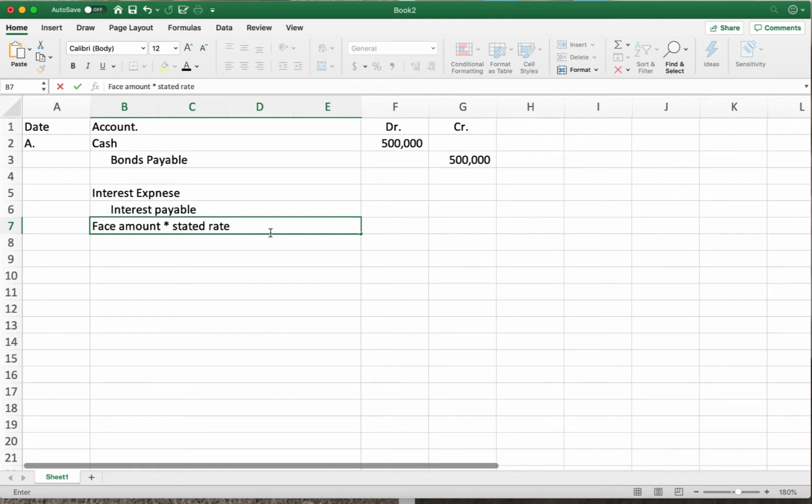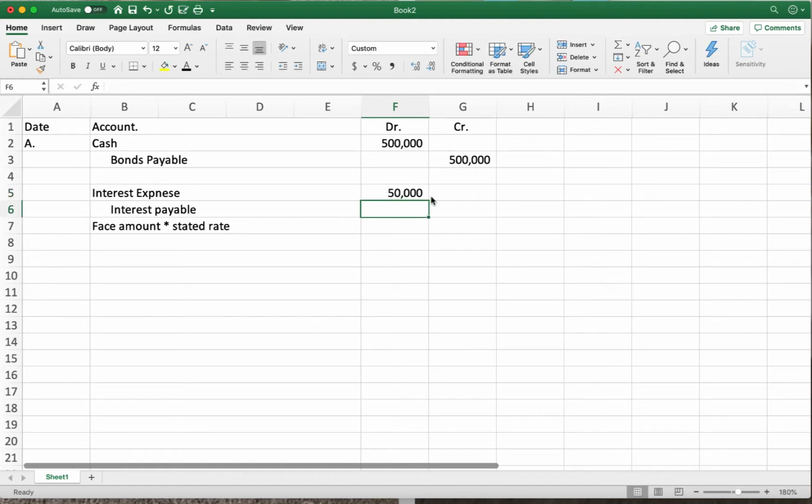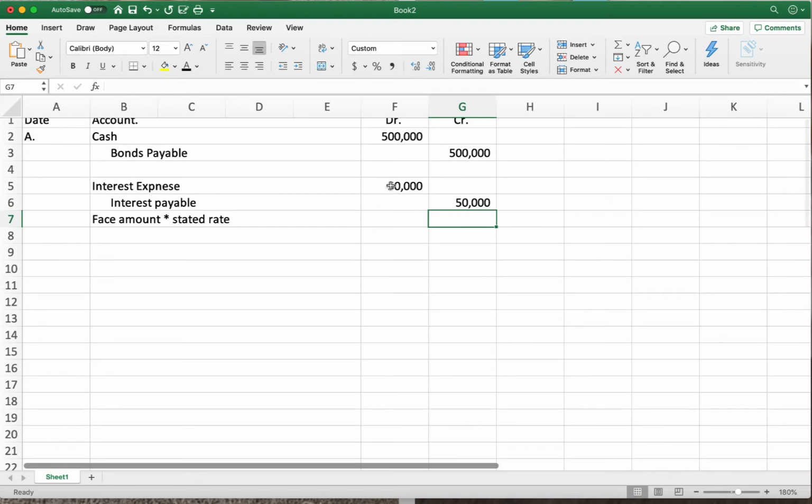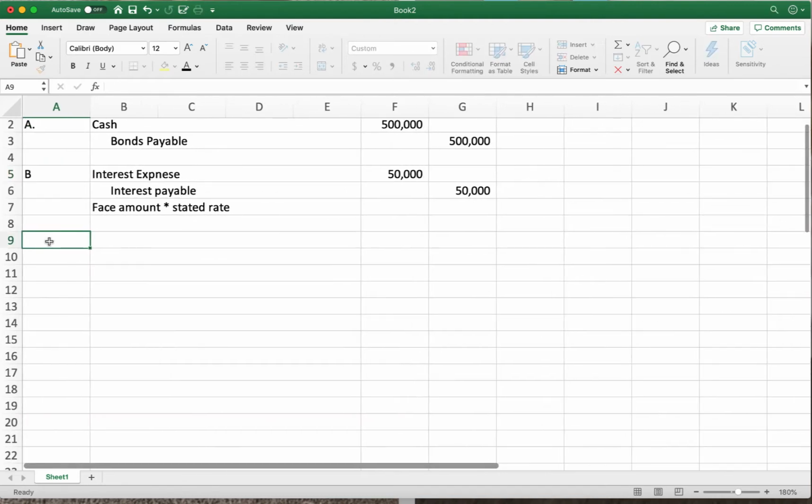So in our example, we know that the face amount of these bonds is $500,000, times what's our interest rate? Well, the stated interest rate in the problem they tell us is 10%. We owe 50 grand in interest. Okay, so that's going to be the debit, $50,000 for interest expense, credit interest payable, $50,000. Okay, this was actually part B. Always skip a space between your journal entries, please.